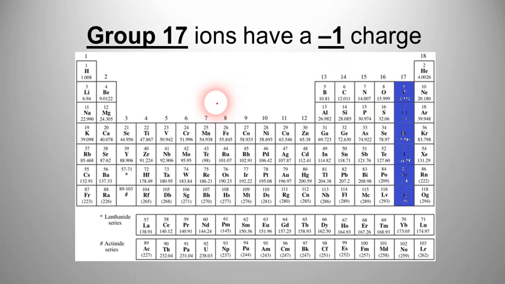Now, some students, just like I said earlier, sometimes like to write these charges on their personal copy of the periodic table. So above group 1, they put a +1. Above group 2, they put a +2. Above group 13, they put a +3. And so on and so forth. They put a +4, -4 here, and then a -3, -2, -1. So they're always able to remember which groups have which charges. It helps them to remember those if they write them on their periodic table.